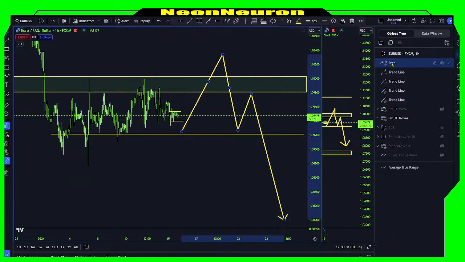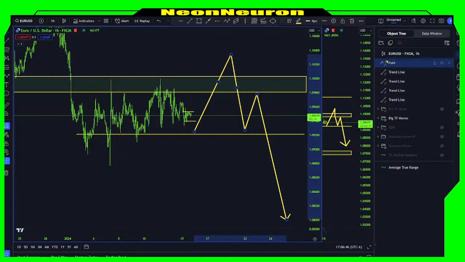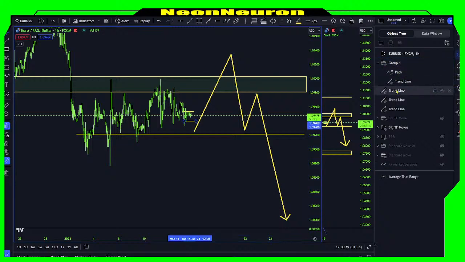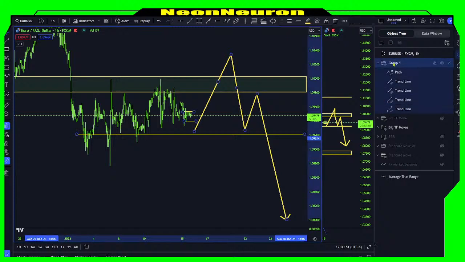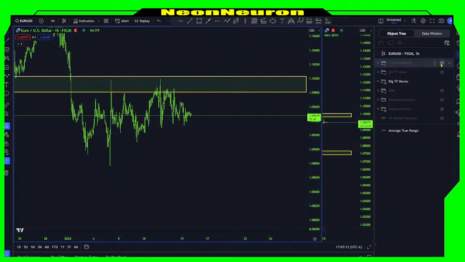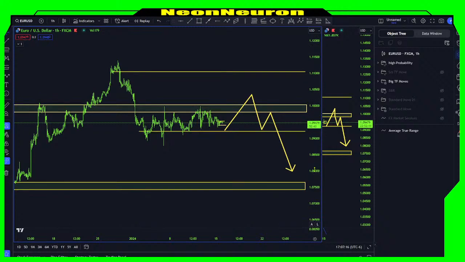So I'm going to go ahead and keep this. Where's my other folder? Oh, I got rid of my folder. I'll just group all these together and we will call this high probability. Okay, so we'll call that the high probability. There we go. Yeah, that's close enough. Okay, so this is what we're looking at, what is possibly going to happen.